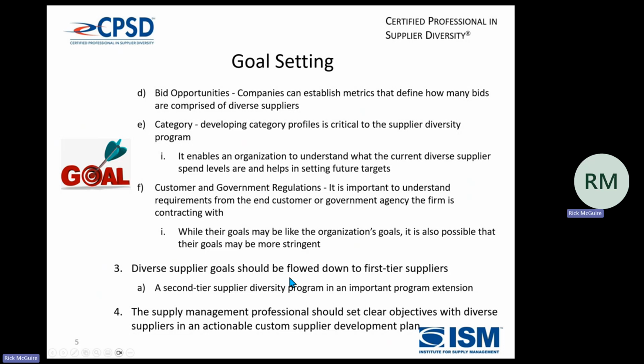So diverse supplier goals should be flowed down to first-tier suppliers. A second-tier supplier diversity program is an important program extension. So what you want to do is measure your tier one suppliers, or prime suppliers, as the government calls them. And then you want those suppliers to measure their tier one suppliers, which would be your tier two suppliers. But you want to inspect their programs and make sure that they're doing it. Supply management professionals should set clear objectives with diverse suppliers in an actionable, custom supplier development plan.